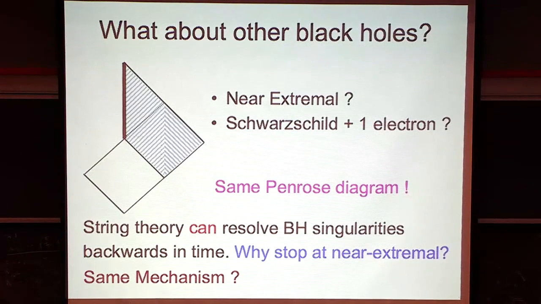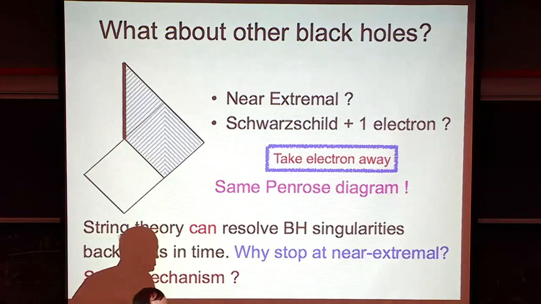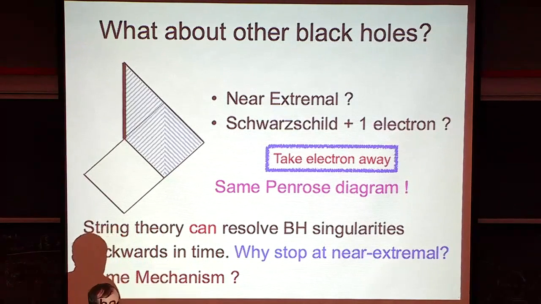But at least in the near-extremal case, it looks like the building blocks are just fluxes and charges which are opposite to one another in different regions of the space. And the mechanism keeping this from collapsing is again topology and fluxes. That's why this thing doesn't collapse into a black hole and the horizon doesn't form. It's because of this topology and fluxes. And of course, once you go to Schwarzschild plus 1 electron, you can just take the electron away and you can get to Schwarzschild.